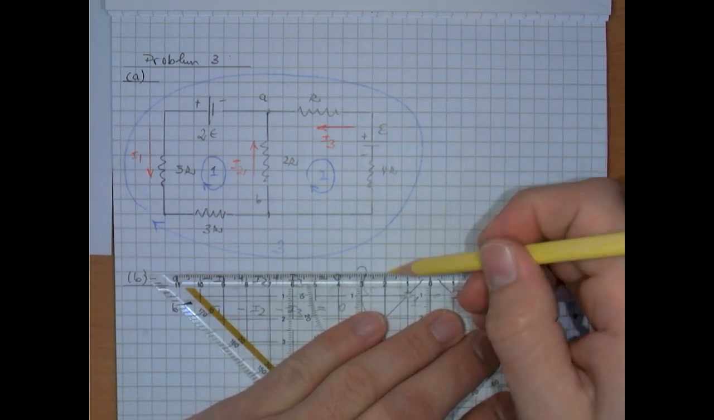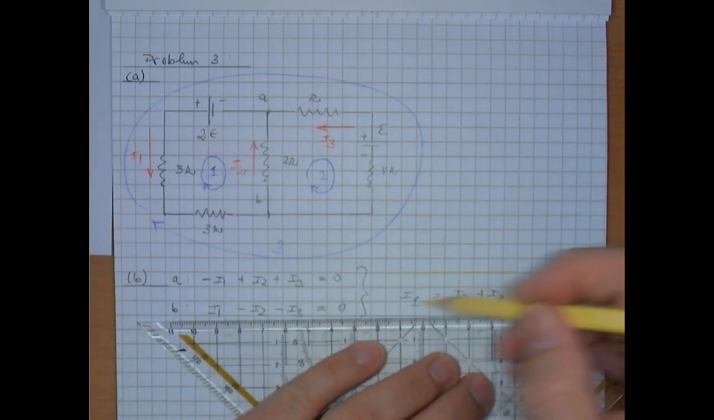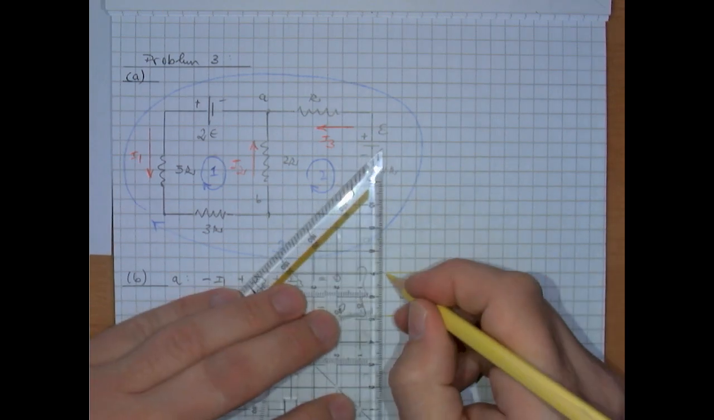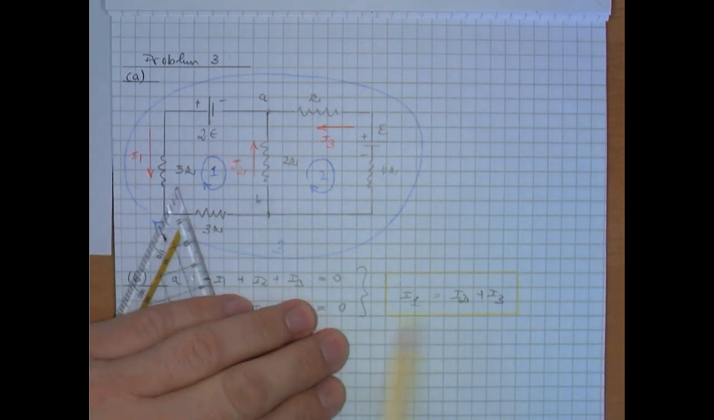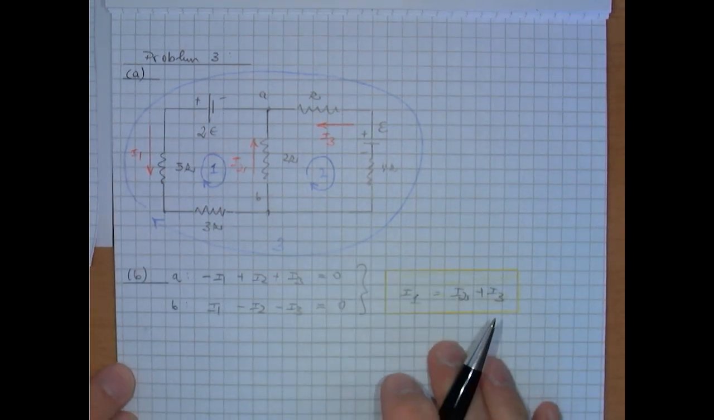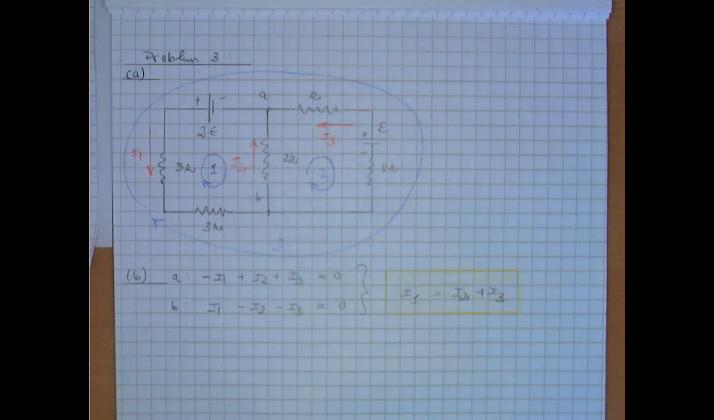Now how many unknowns do we have in this problem? We have three unknowns, namely the currents I1, I2, and I3. But we know the resistor values and we know all of the batteries.